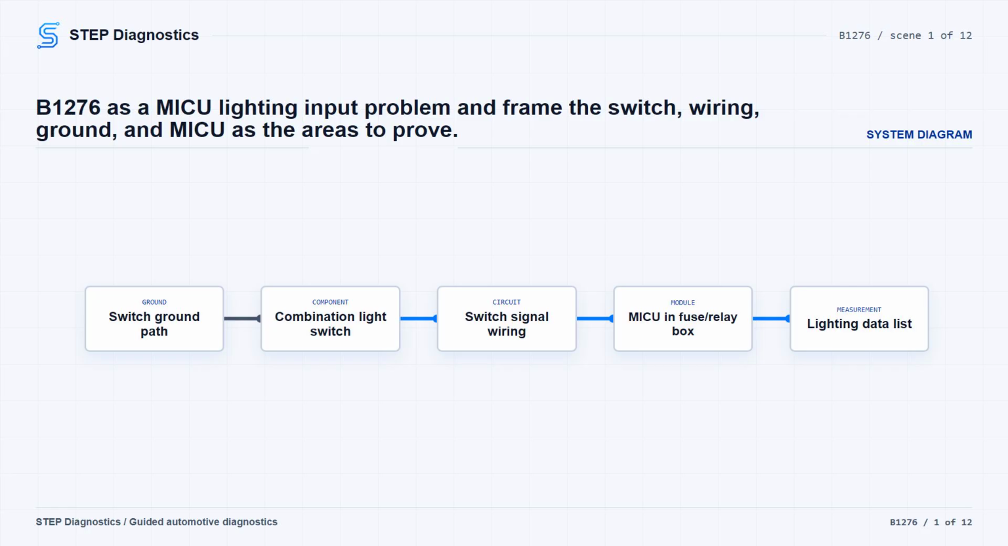The broad possible fault areas are the combination light switch, the switch signal wiring, the switch ground path, and the MICU in the under-fuse/relay box. We are going to diagnose it by watching the switch inputs, then separating a switch fault from a wiring fault or MICU fault.